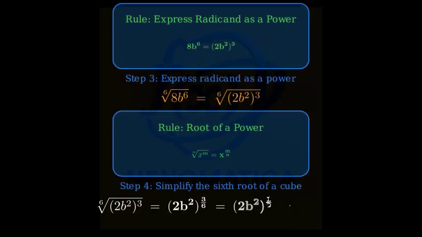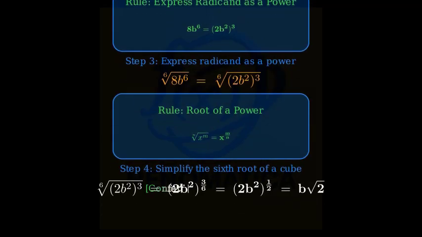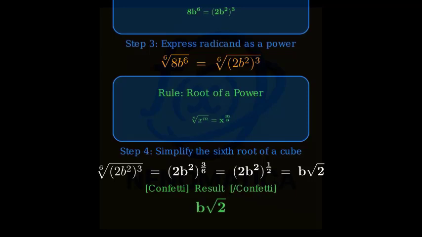Step 4. Take the sixth root of quantity 2b squared, all cubed. This equals quantity 2b squared to the power 3 over 6. That is 1/2. We correct a minor error from the reference. The correct simplification is b times square root of 2, assuming b is non-negative. Final result for the first expression is b times the square root of 2.